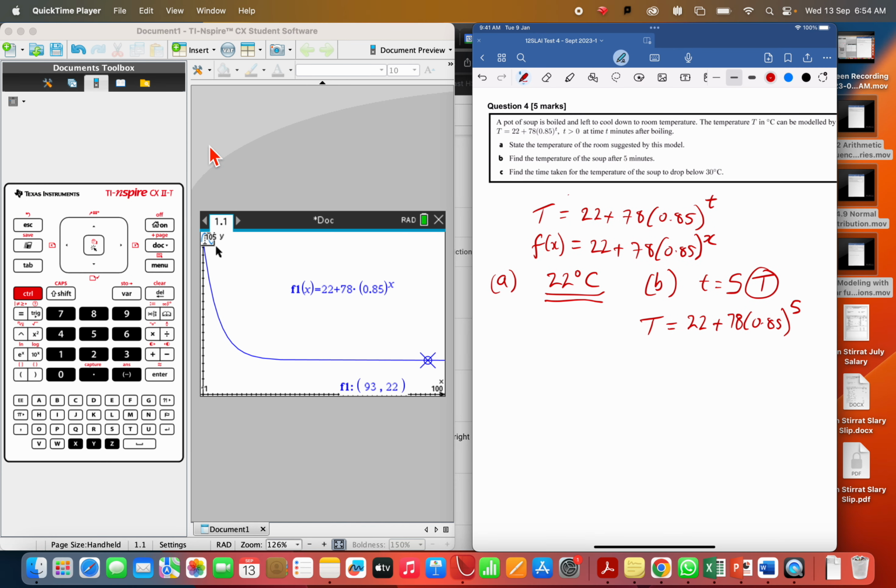I think people's favourite sometimes might be nsolve, menu, algebra and solve. Just type in the equation 30 equals 22 plus 78 open bracket times by 0.85. Make sure you get the power outside, and I'm going to put t. Then we have to comma t it. Right, and so we've got 14.0 mins.